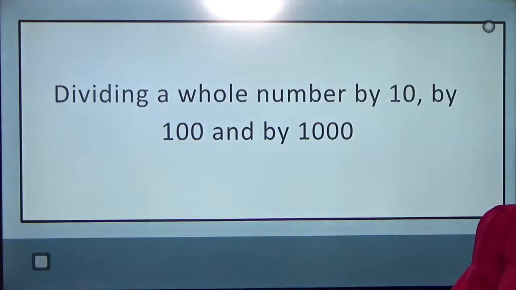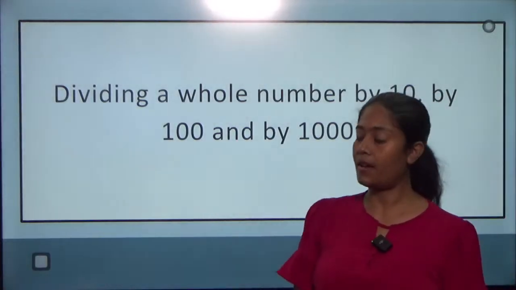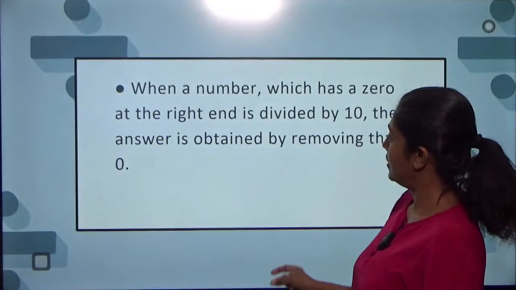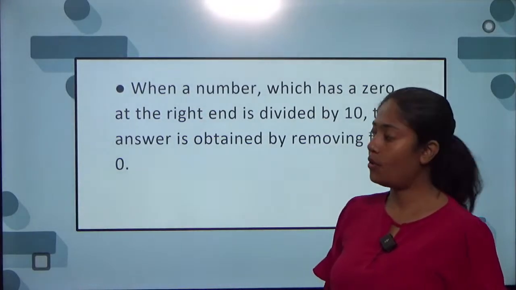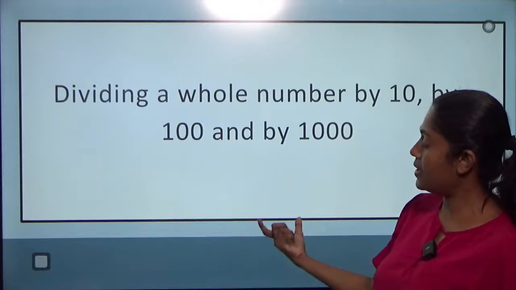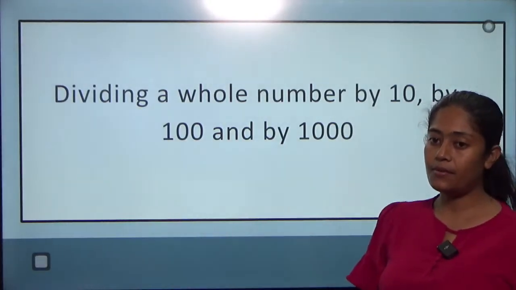Have you done this one? Yes, this one also we have done. These things, did I explain? No, teacher. Then have you written down the heading here? No. Then write down the heading.